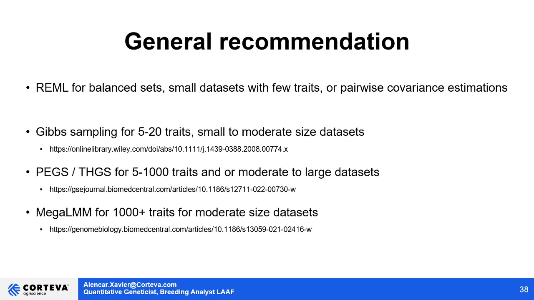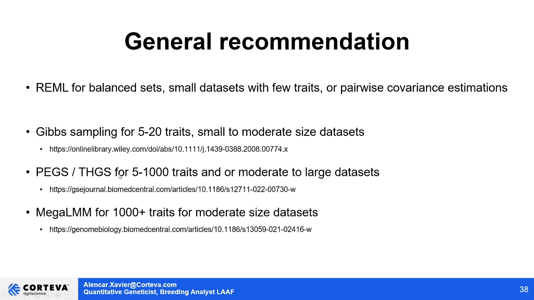A general recommendation for multivariate models, as you are looking to estimate those covariance components and get that extra predictive ability, is that if you have very small data sets and you feel comfortable with REML, just go for it. REML is a little cumbersome to handle, but if your data set is small, you might as well just use REML. In that range of 5 to 20 traits for a small to moderate size data set, people have been using Gibbs sampling in the past, which is more stable than REML, with very satisfying outcomes.